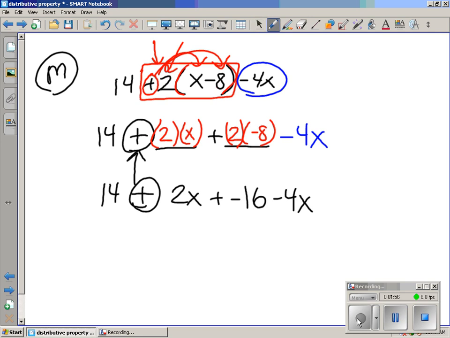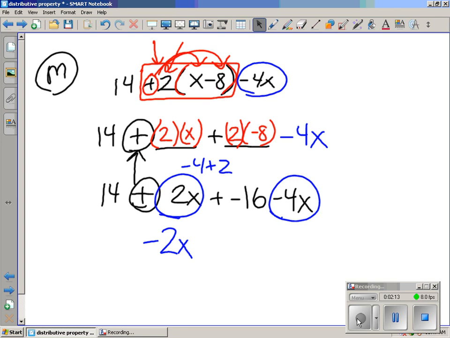From here, we take a look at this and we try to figure out if there are a set of like terms. 2x and negative 4x are like terms, and we get negative 2x because negative 4 plus 2 gives us a negative 2. And then we can also put the negative 16 and the positive 14 together, and we get a negative 2.